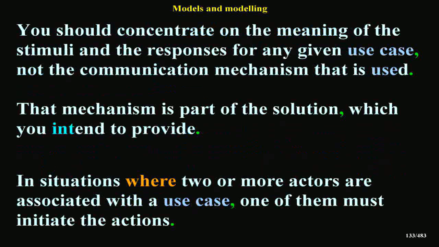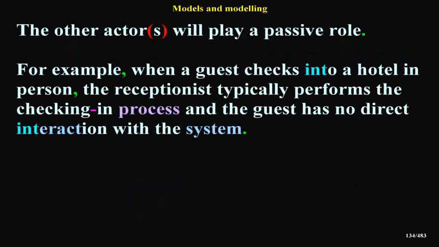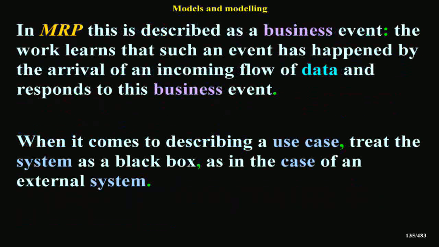In situations where two or more actors are associated with a use case, one of them must initiate the actions. The other actor will play a passive role. For example, when a guest checks into a hotel in person, the receptionist typically performs the checking-in process and the guest has no direct interaction with the system. In MRP, this is described as a business event.